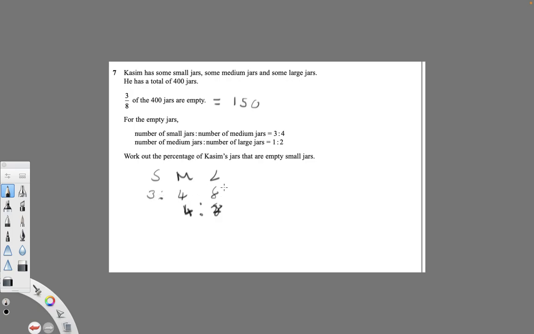So if we add up our ratio, we've got 3 plus 4, which is 7, plus 8, which is equal to 15. And then if we do 150 divided by 15, that is equal to 10. That means that we would multiply each of these by 10, so that's going to be 30, 40, and 80. So we know that we've got 30 small jars, and we've got to work out a percentage of the total number of jars of Kasim's jars, which is 400. So work out that percentage.